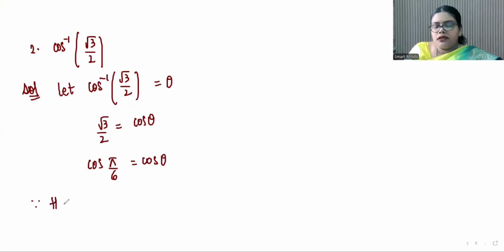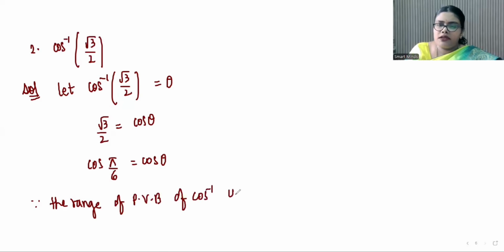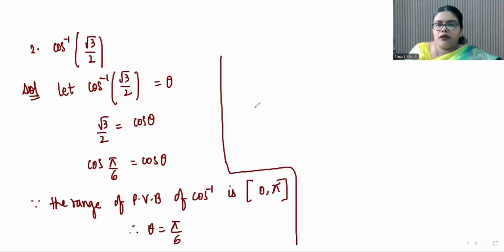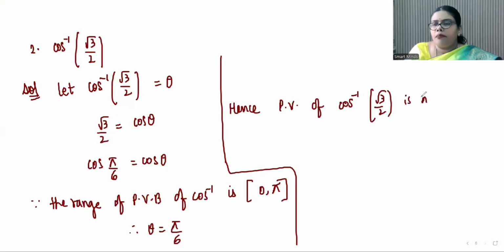Now since the range of principal value branch of cos inverse is closed interval 0 comma pi, therefore theta is equal to pi by 6. Finally we can conclude, hence principal value of cos inverse root 3 by 2 is pi by 6.